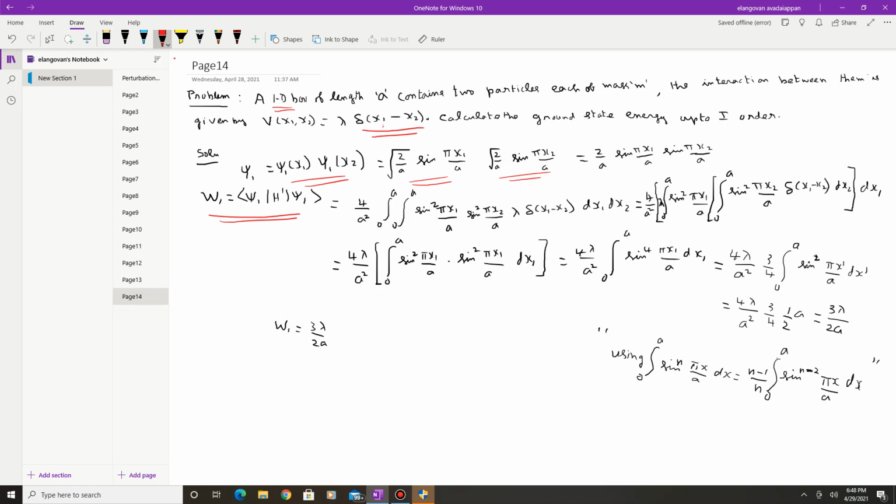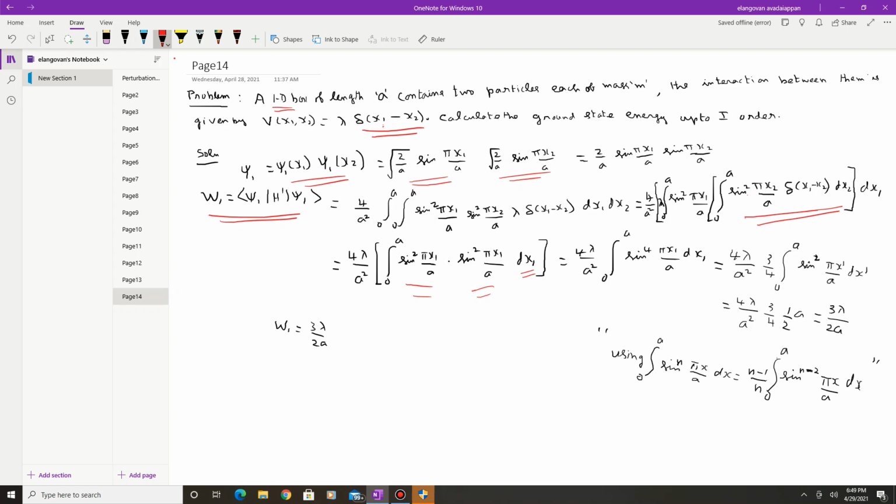Now the first order correction is equal to the expectation value. This is H prime between psi and psi, and you substitute psi 1 and psi 2 here. And how to evaluate this integral? First you take this part, sin square pi x2 by a, sin square pi x1 by a, delta of x1 minus x2, dx2. So you take this part first, and after evaluating you can evaluate the other part. So here, what is x2? This x2 must be replaced by x1. So already there is a sin square pi x by a, already there is one. If we evaluate this integral, this is sin square pi x1 by a. Now this integral is evaluated between 0 to a, for dx.